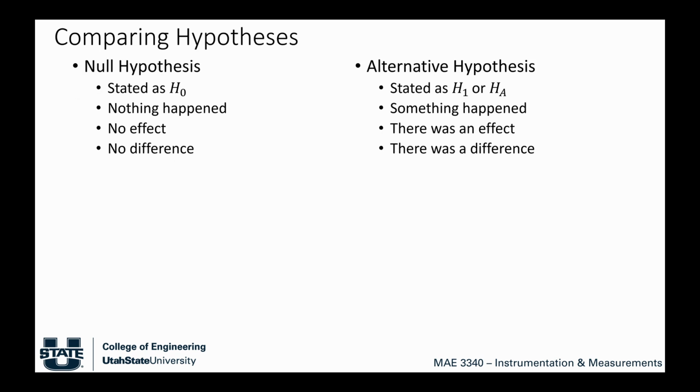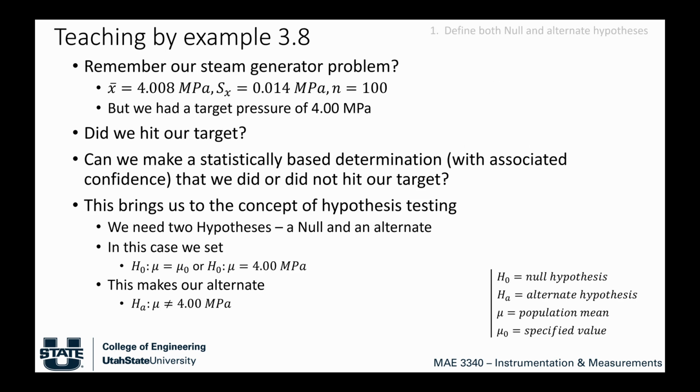Okay, so just comparing the two, this is maybe just helpful to think through. The null hypothesis is shown as H sub naught, or H sub 0. That essentially means nothing happened. There's no effect. There's no difference between the variables that we're comparing. Whereas for the alternate hypothesis, something did happen. There was an effect, or there was a difference. And so when we're defining those, it makes it a little bit easier for us to see the outcomes if we define them in that way.